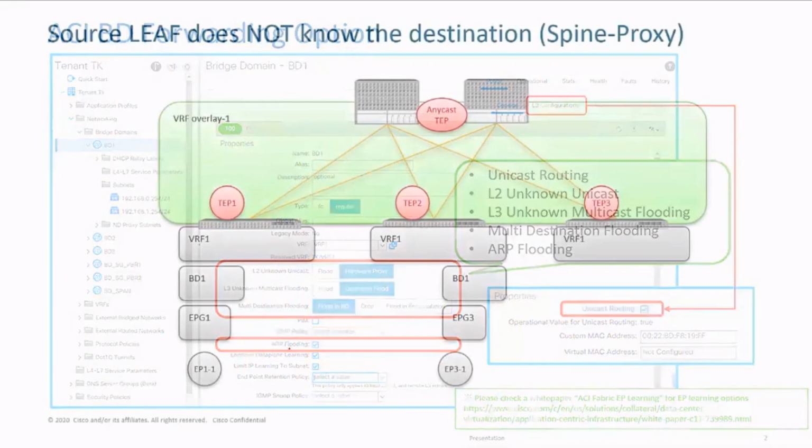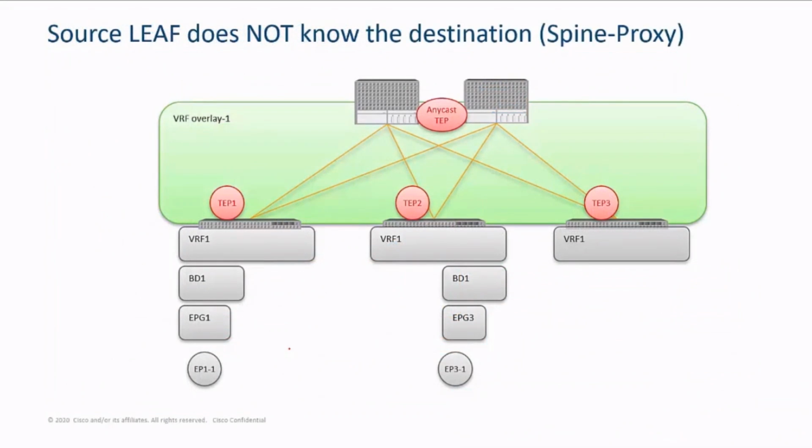So what we're going to do now is we're going to do some packet walks. I'm first going to focus on unknown unicast traffic, and we're going to assume that unknown unicast flooding is turned off. So something called hardware proxy, also known as spine proxy, is turned on. So let's say endpoint 1.1 wants to send traffic to endpoint 3.1. They're on the same subnet. So let's say that in the frame, it's destined for endpoint 3.1's MAC address.